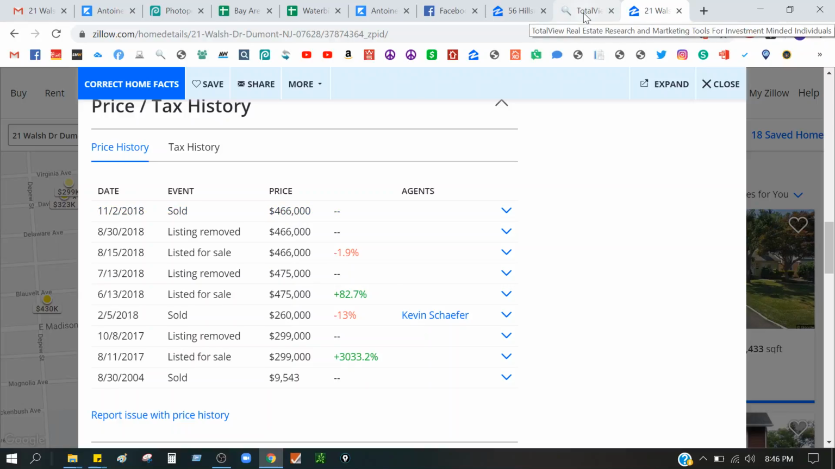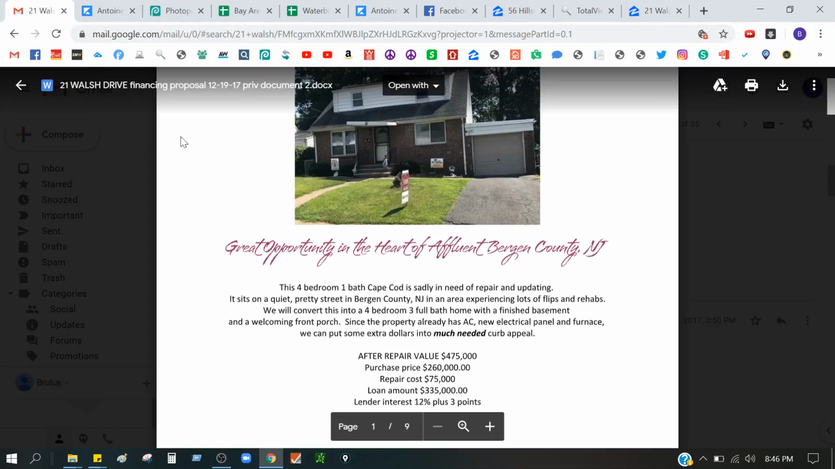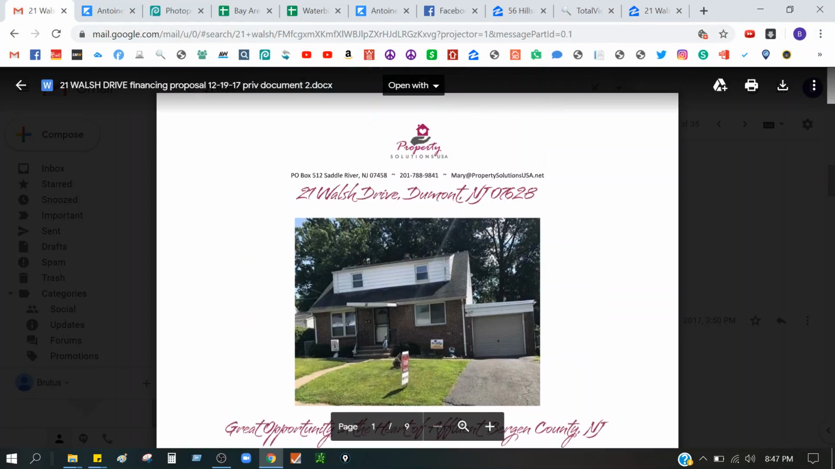I was pretty accurate. Matter of fact, that's pretty good. I estimated it to be at 475, so he was actually listing it for 475, but he ended up taking 466. He did a good rehab job on it. He sent me some pictures, and it was pretty nice. But just to show you guys, this was the proposal, 21 Walsh Drive.